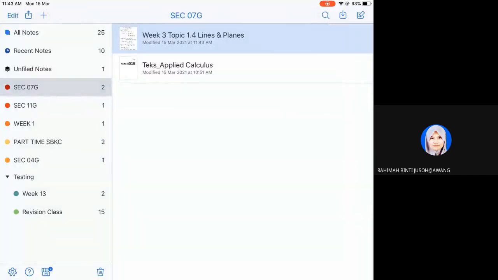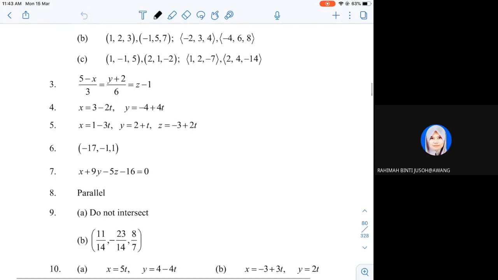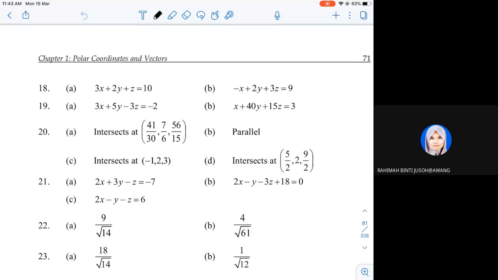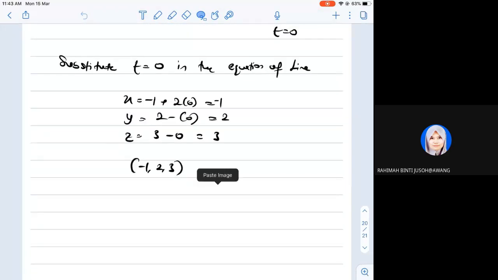Is this answer correct? 20C. Oh yes, it is the same, right? Alright, yes, it is the same. Intersect at -1, 2, 3. Yes, so this is the point of intersection.